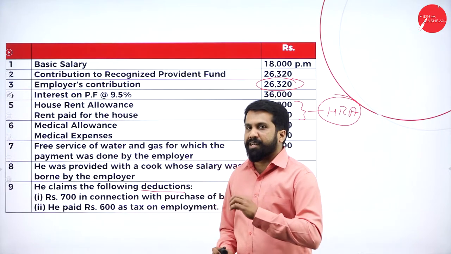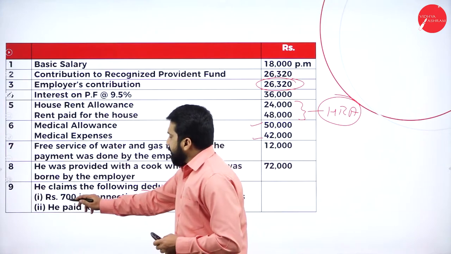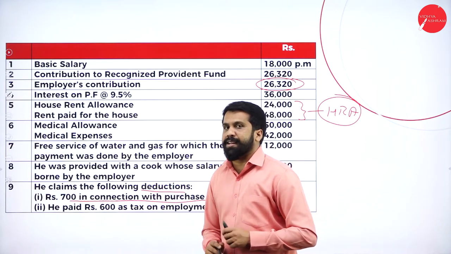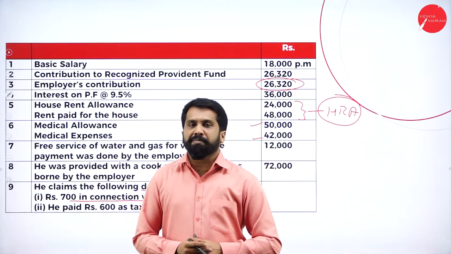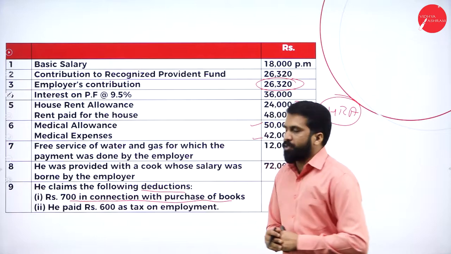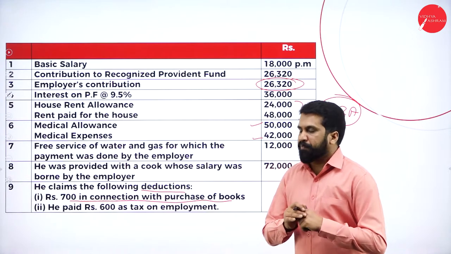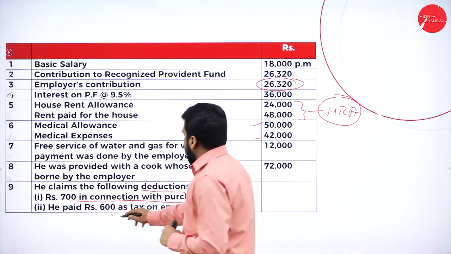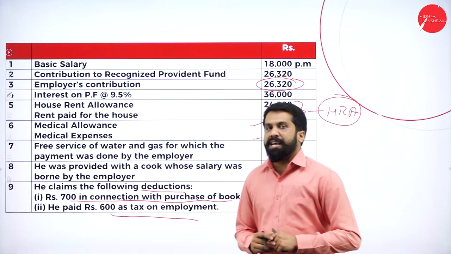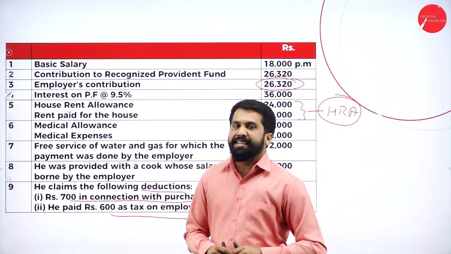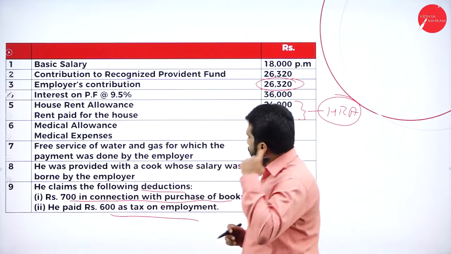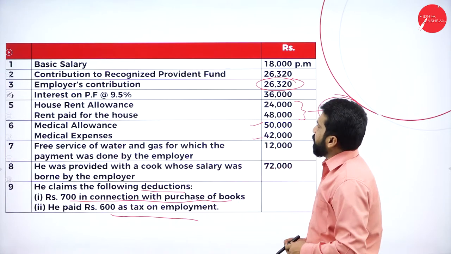We'll check that. First one, 700 in connection with purchase of books, you cannot take. As per income tax, you are not supposed to take it. Whatever book purchased, you cannot consider as deduction. Next, 600 as tax on employment. Whatever tax paid on employment, you can take as exemption or deduction. Clear? Yes. Up to this, we completed.